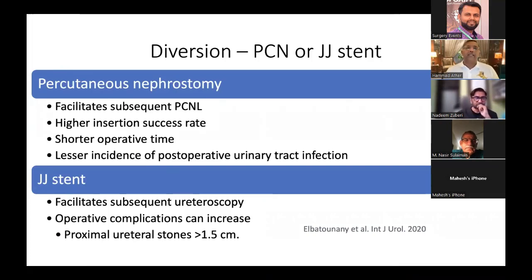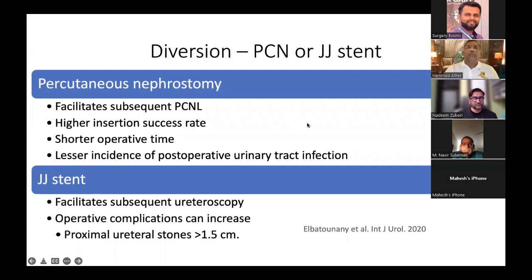The percutaneous approach has an advantage that it can be used, like in our patient that I've discussed previously, to do PCNL after delivery. Higher insertion rate because success is quite high with the dilated systems, shorter operating time, lesser incidence of post-urinary tract infections. So these are some of the advantages of the double J stent. However, it facilitates subsequent ureteroscopy. The operating complications can sometimes be higher, and it should be preferred for proximal ureteral stones.